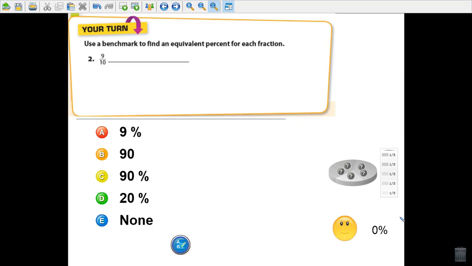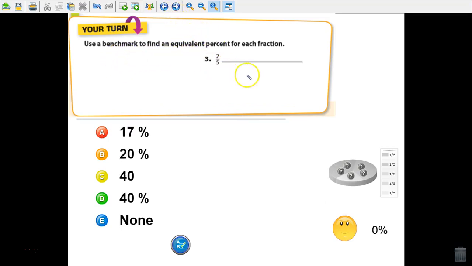Okay, your turn. Pause. Okay. Use a benchmark to find an equivalent percent. I don't want to do the benchmark because I don't want to do 1/10 plus 1/10 plus 1/10 for 9 times. I don't want to do that. So let's just rewrite it. 9 over 10. I need to get 10 to 100. I do that by multiplying by 10. 9 times 10, that's 90. And then 90 to 100 is 90%. So my answer is C.